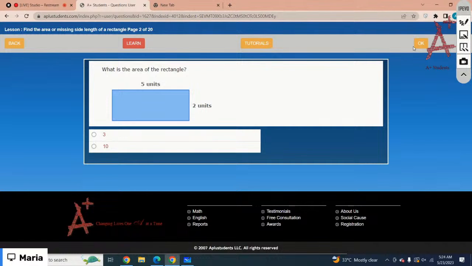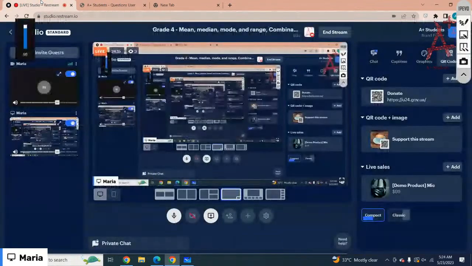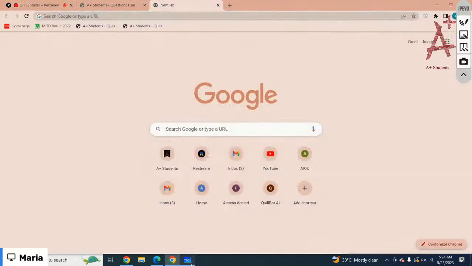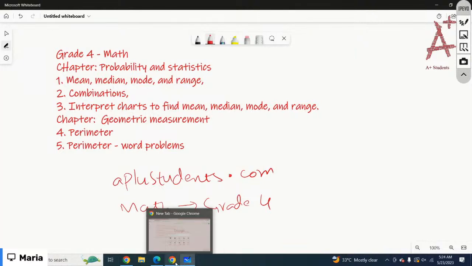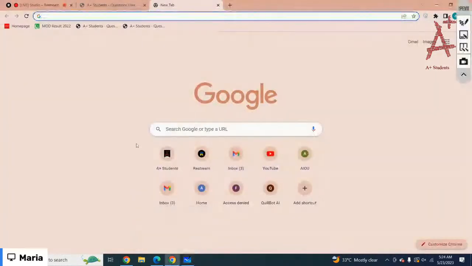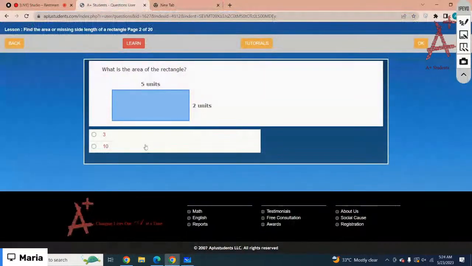Okay, what is the area of the rectangle? It is 5 times 2 again. You can see it would be 10.